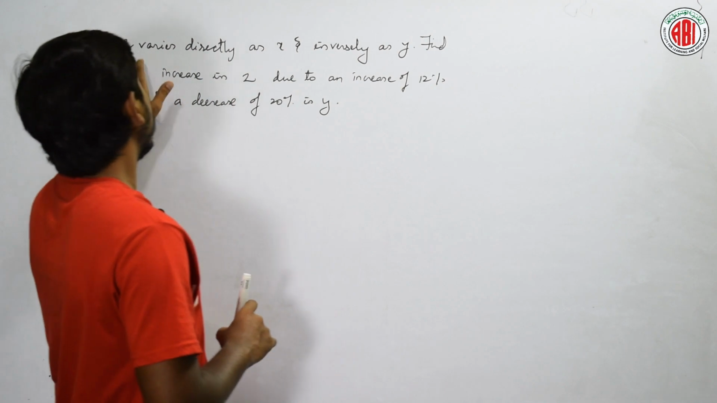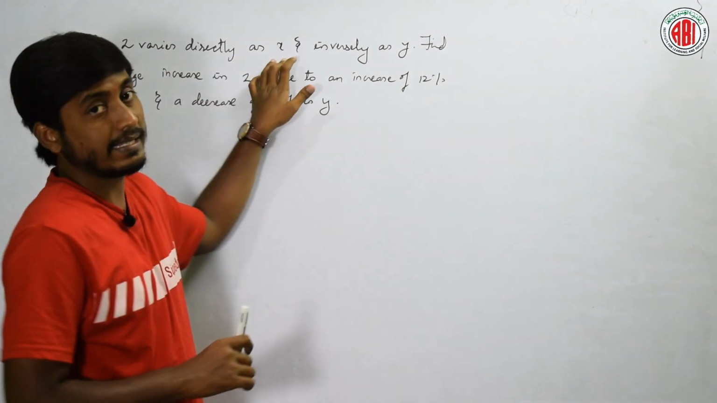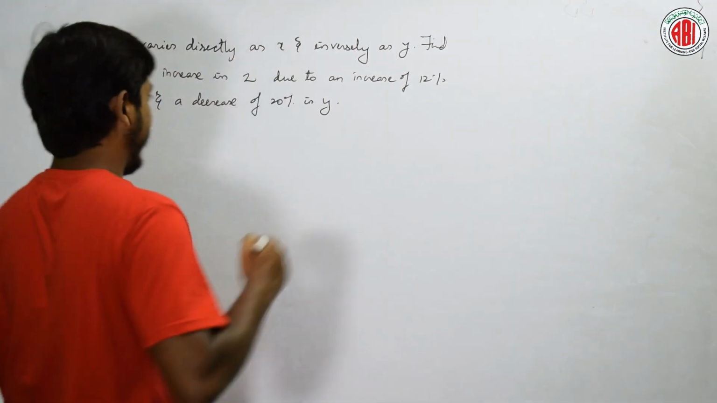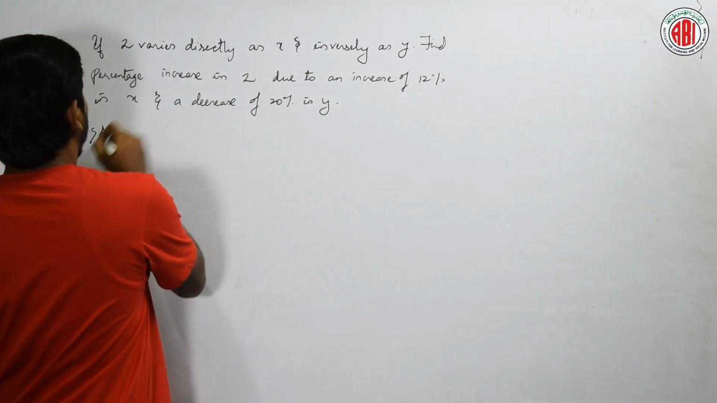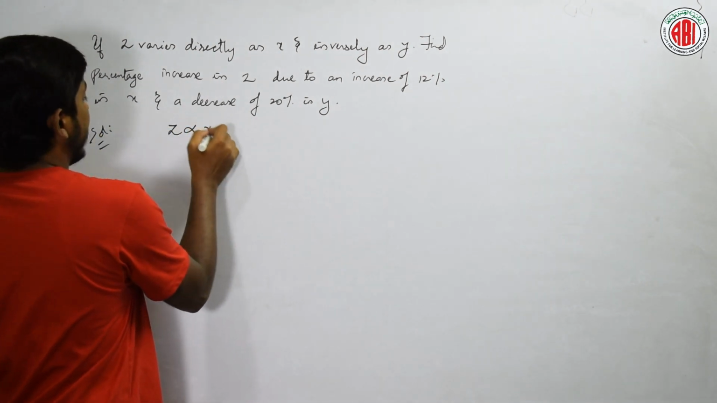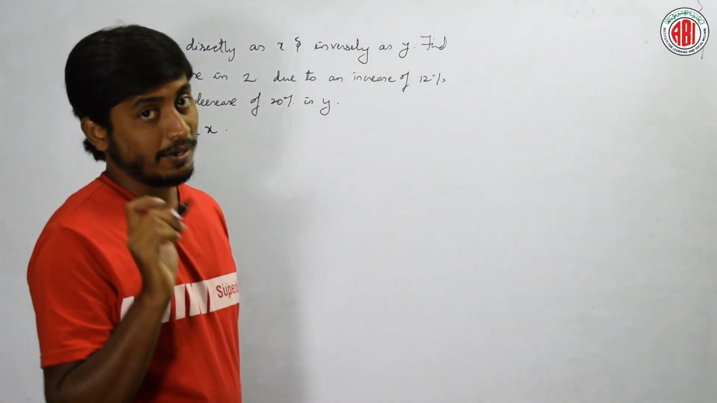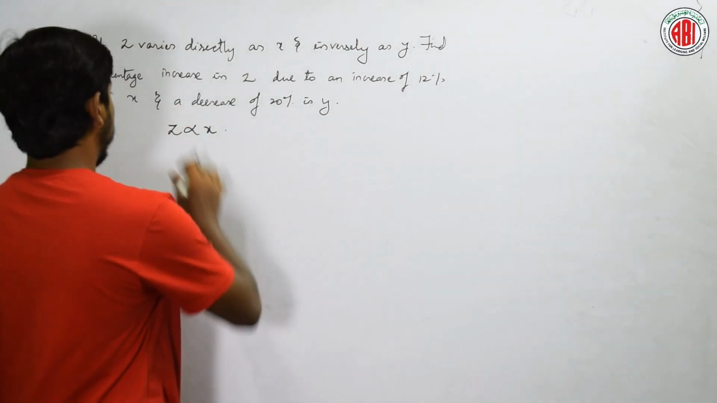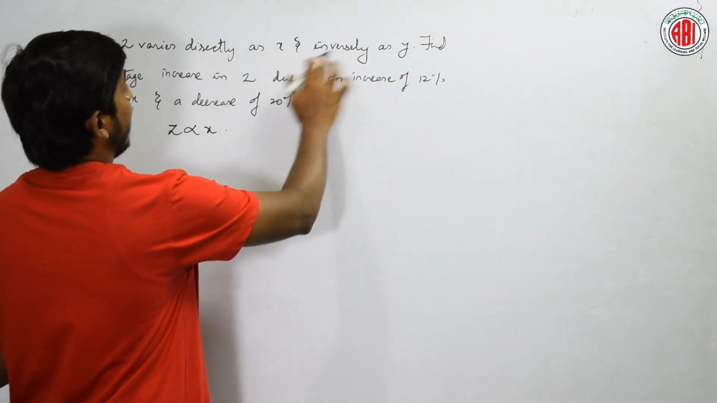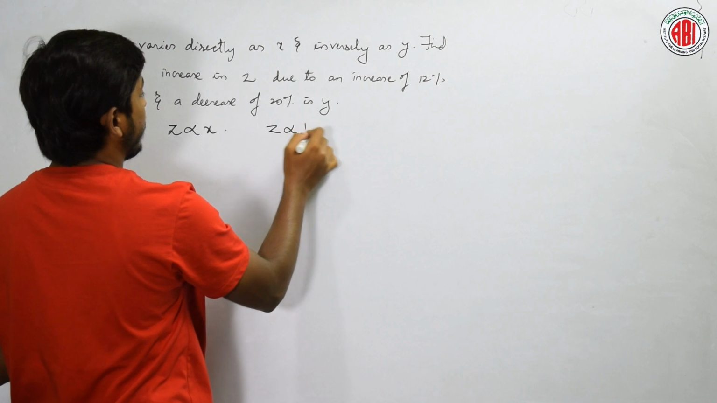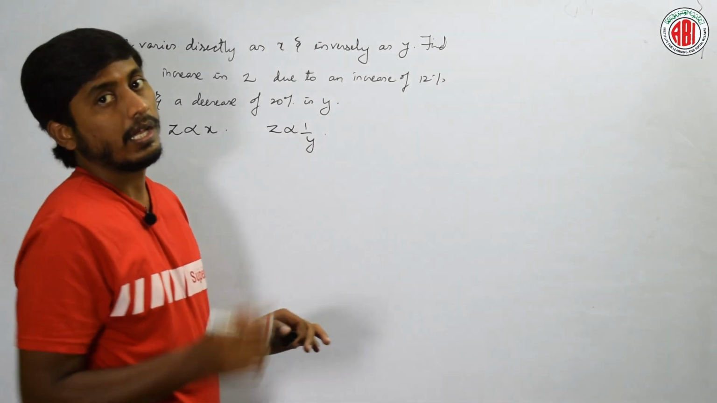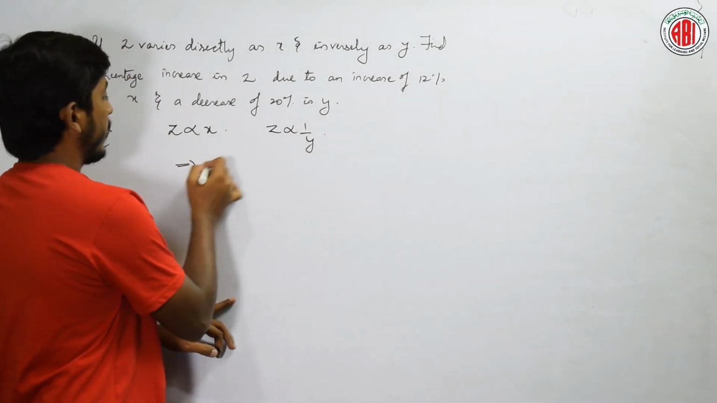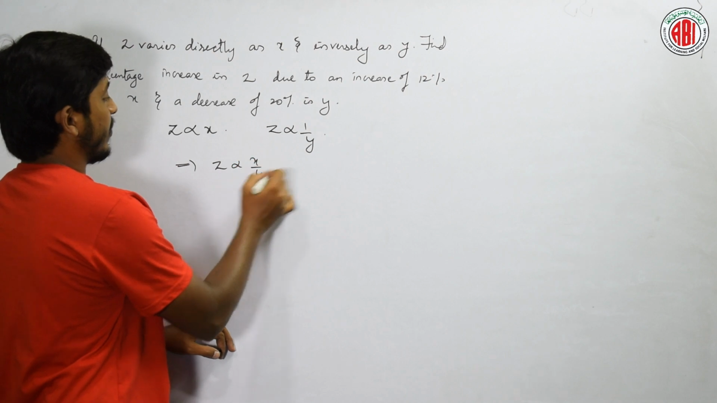He is telling z varies directly as x. Okay. Let us write in technical terms from now. He is telling that z is directly proportional to x. This is the normal thing which you used to write in physics. And the next, and inversely as y. Z is inversely proportional to y. Now just combine both of them, you will get z is proportional to x by y.